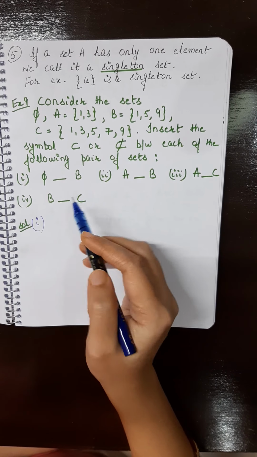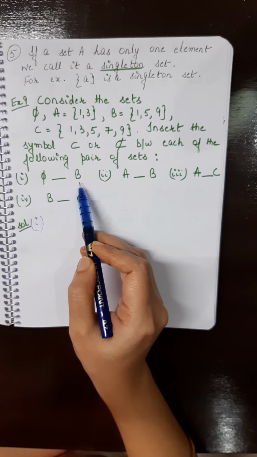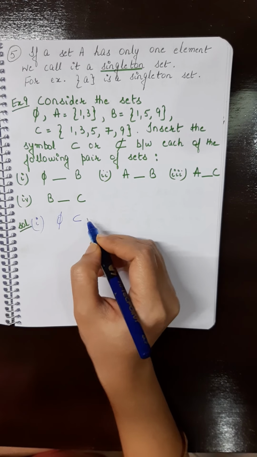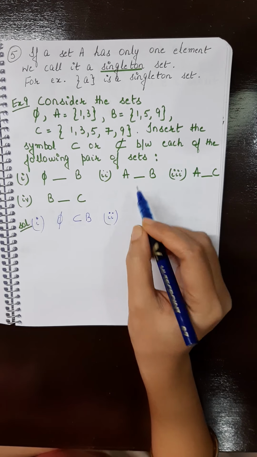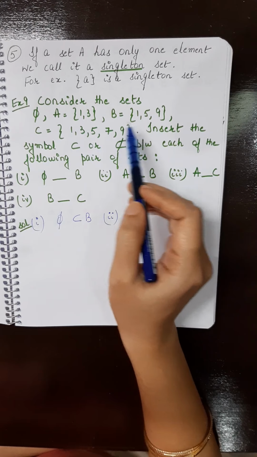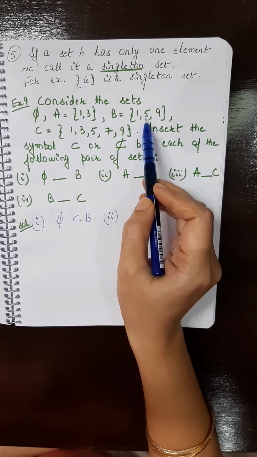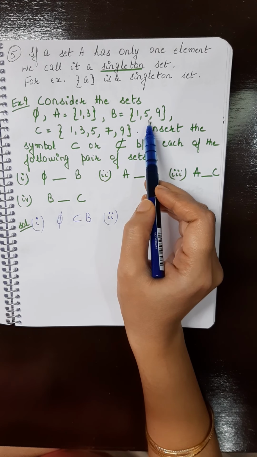The first part, phi is a subset of B, yes or no? Yes, because empty set is a subset of every set. So we will write phi is a subset of B. Second part, what about A and B? A is this, B is this. Can I say that every element of A is an element of B? No, because 3 belongs to A but 3 does not belong to B.